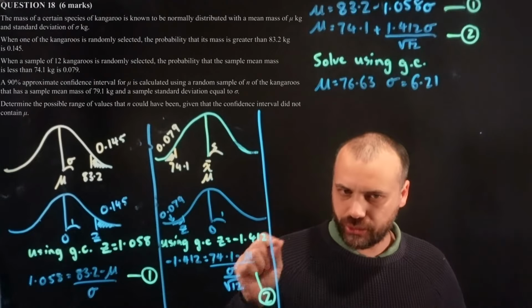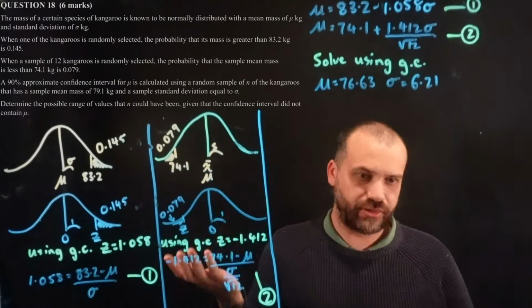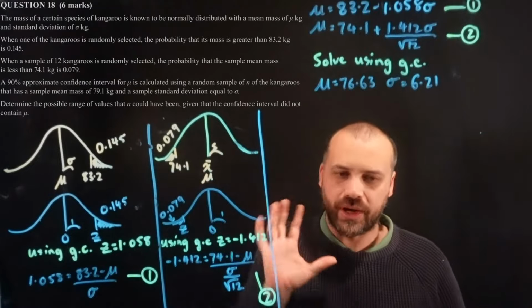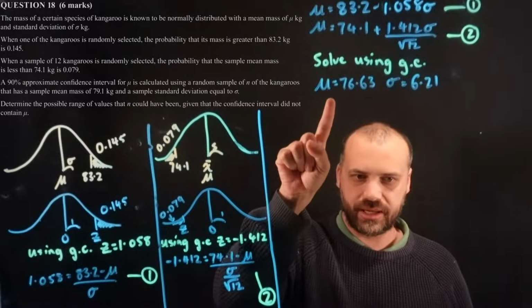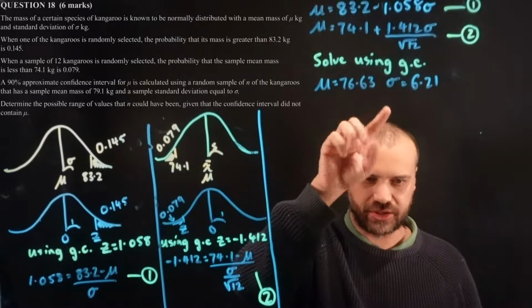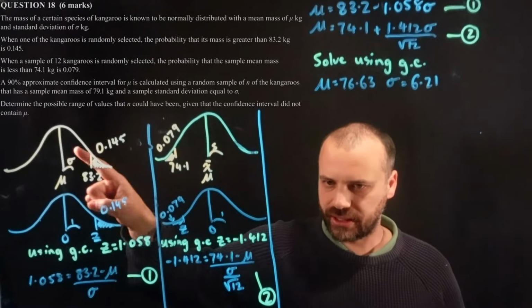So it feels like we're pretty close to being done, but we haven't even read the whole question. All right, so what have I done? I know the population mean and the population standard deviation now. It's pretty much over. Let's see.